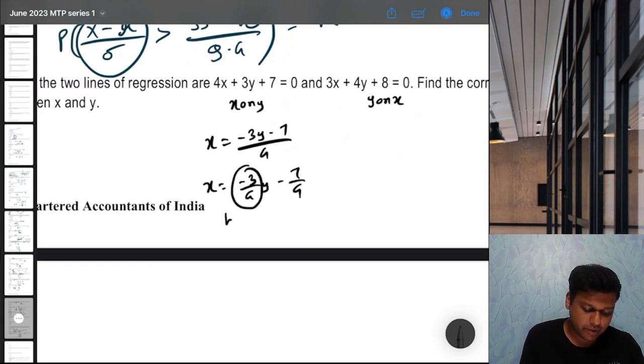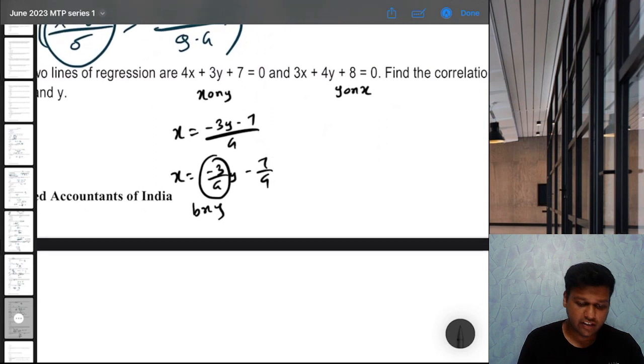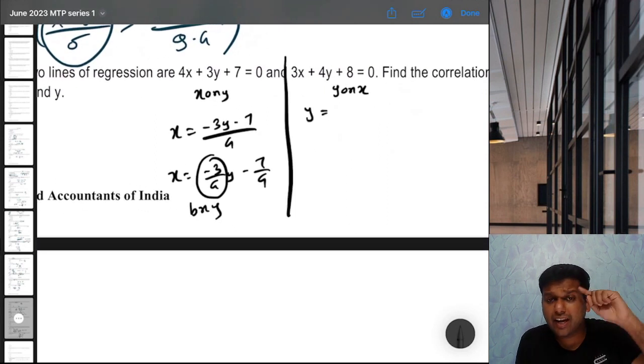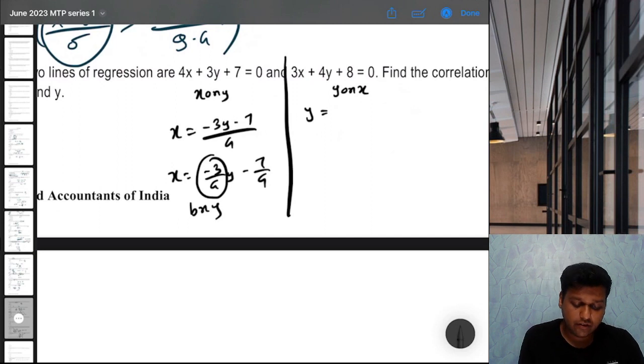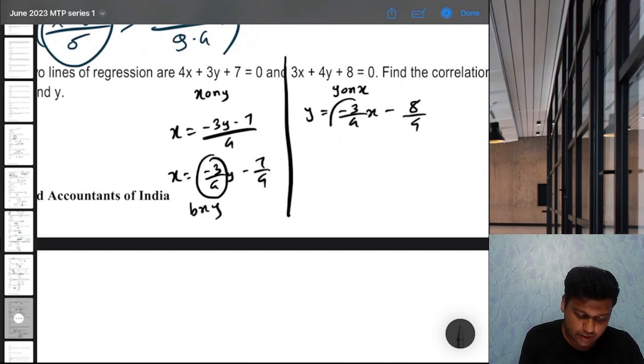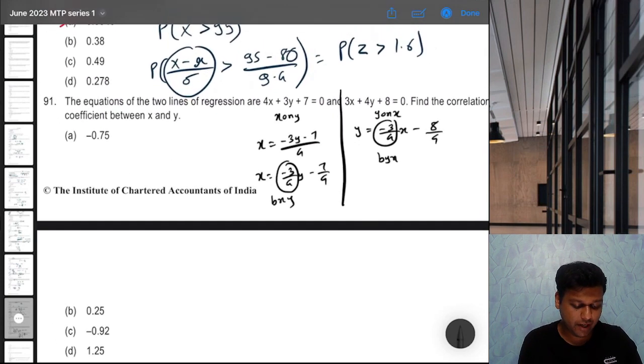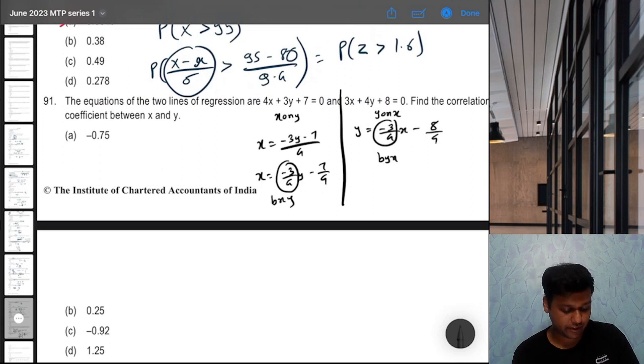That means this is bxy. Okay. And for this we'll have to arrange y is equal to what? Now think and directly try to write the answer. Will it be minus 3 by 4 x minus 8 by 4, right? That means this will be byx. Now what will be bxy into byx? Minus 3 by 4 into minus 3 by 4. That is 0.75 into 0.75, which is 0.5625, right?